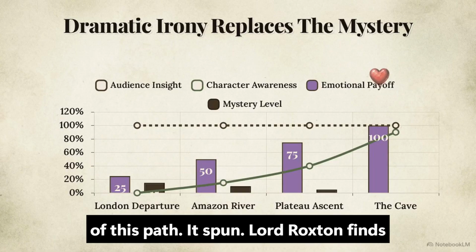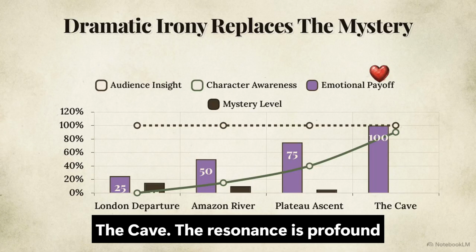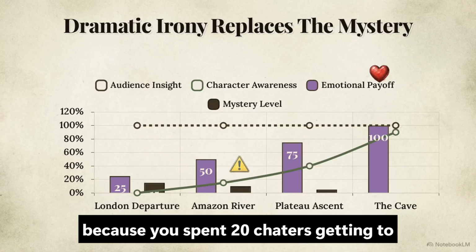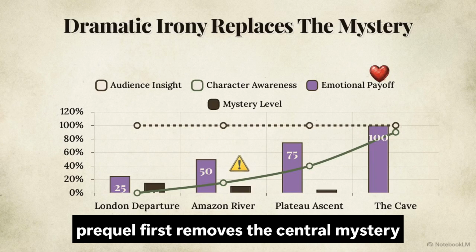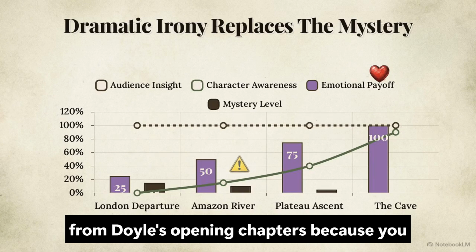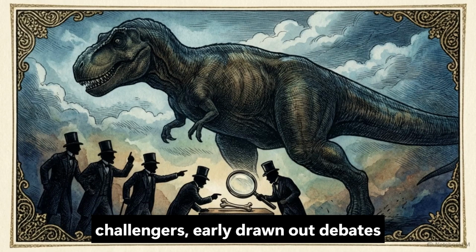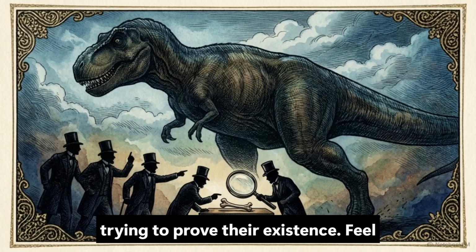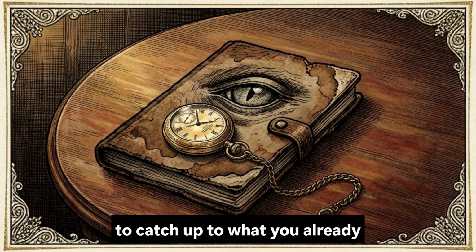The emotional peak of this path hits when Lord Roxton finds the skeleton and the worn chalk stub in the cave. The resonance is profound because you spent 20 chapters getting to know the man who held it. Reading the prequel first removes the central mystery from Doyle's opening chapters. Because you already know the dinosaurs are real, Challenger's early, drawn-out debates trying to prove their existence feel slow. You are waiting for the characters to catch up to what you already experienced.